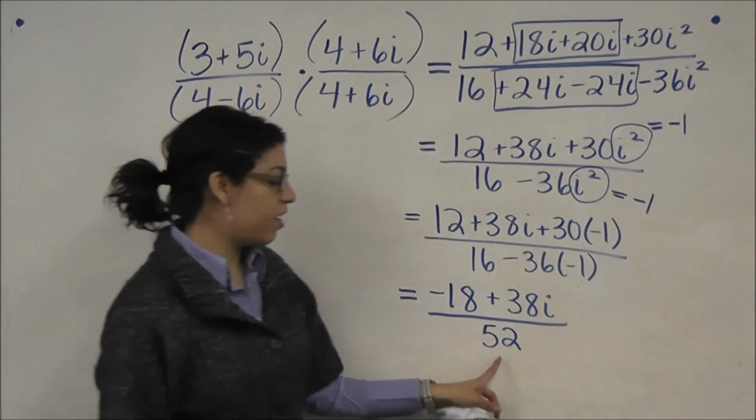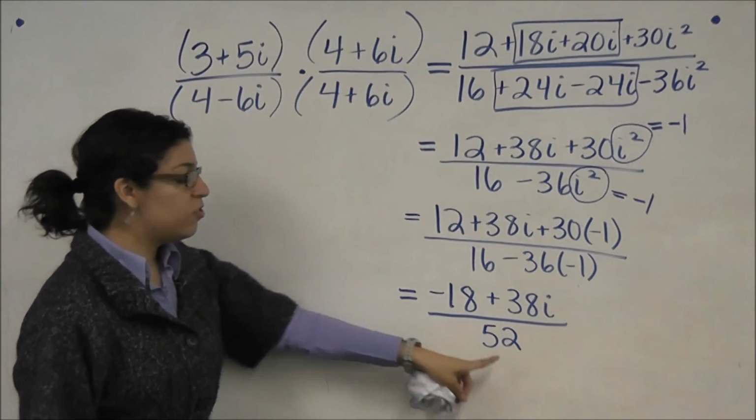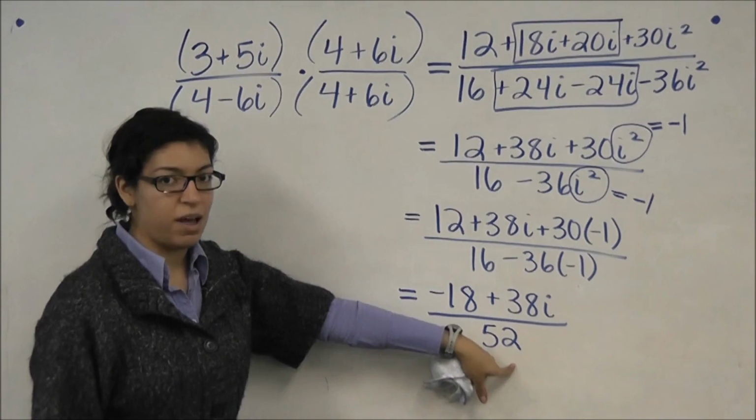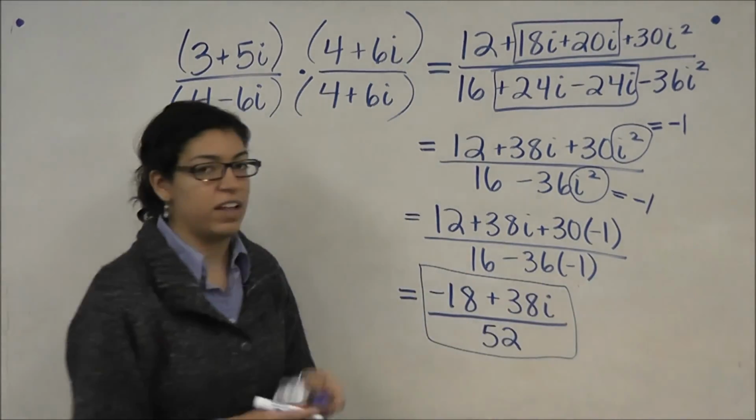Notice what just happened right now. We went from a complex, irrational denominator to a very real, rational denominator. We have successfully divided two complex numbers by rationalizing the denominator.